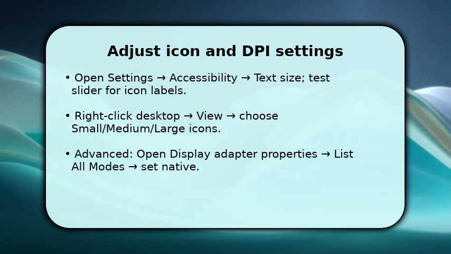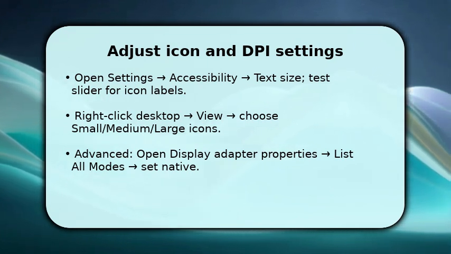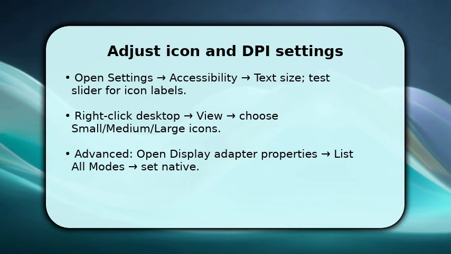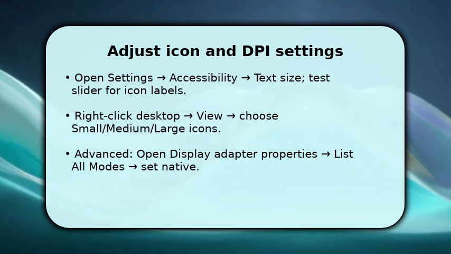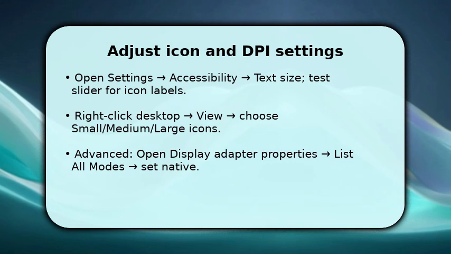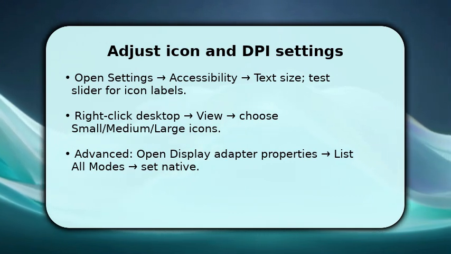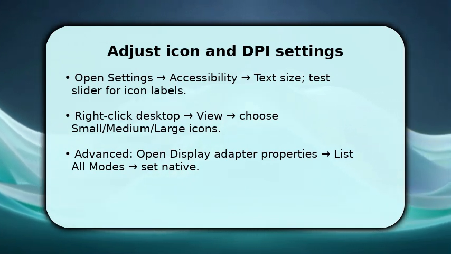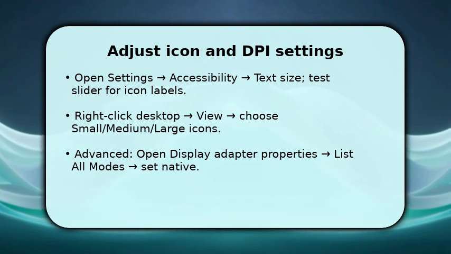For stubborn cases, open Display Adapter Properties, click List All Modes, and choose the native resolution and native refresh rate for your monitor. This forces Windows to use correct pixel mapping. Make sure to finish by refreshing the shell and verifying persistence.